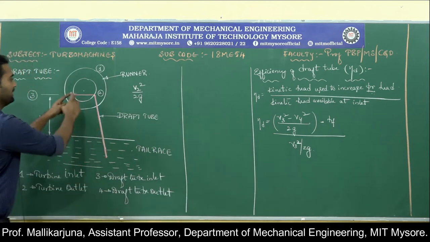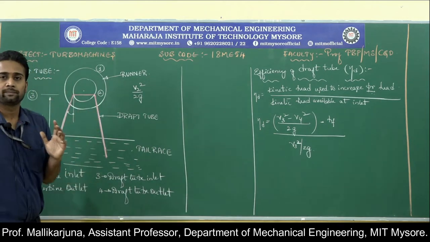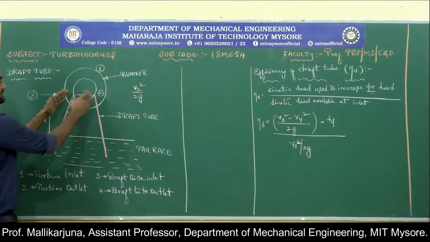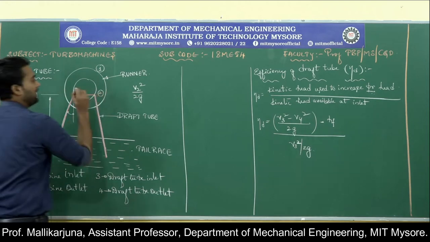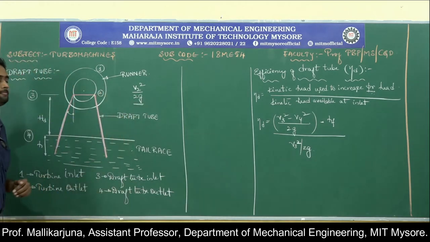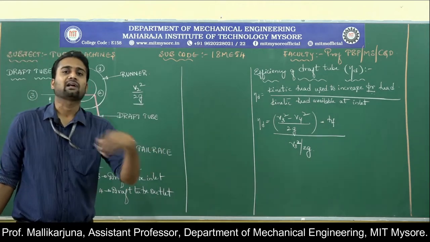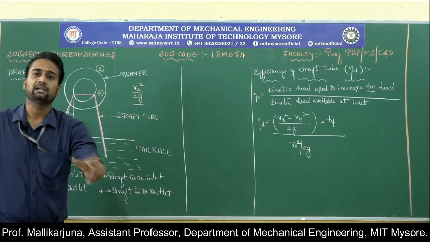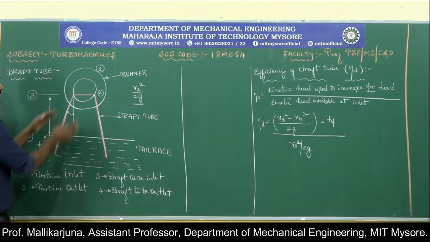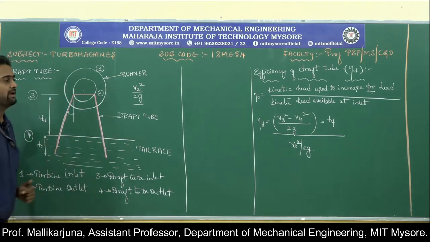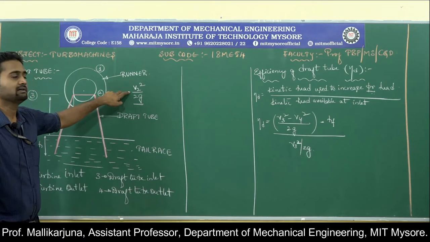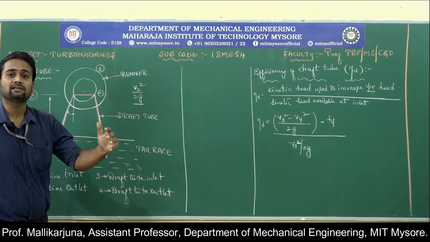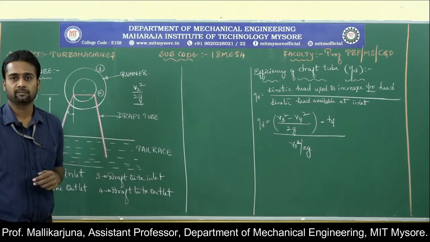By providing the draft tube, what are we trying to achieve, that is the question. So now please try to look onto this. Say at the turbine outlet V2 square by 2G is the velocity or kinetic head possessed by the fluid. Now if this value is more, then kinetic head is getting lost. Keep that in mind. By providing this draft tube, whatever the kinetic head available at the runner exit is utilized to increase the pressure head.